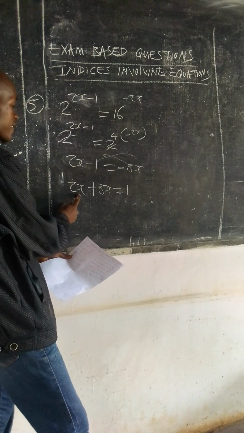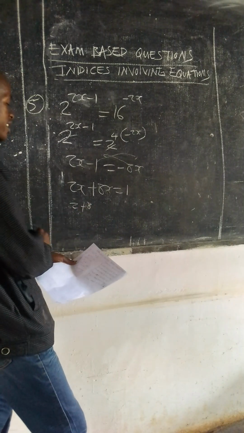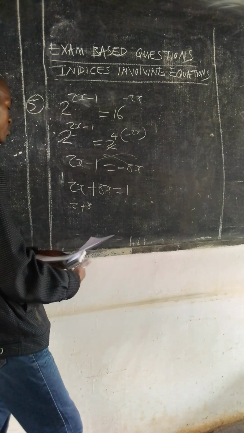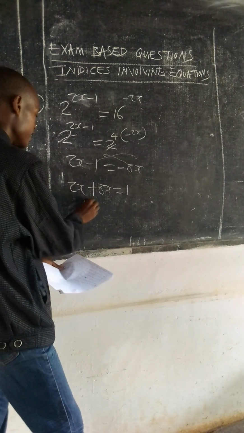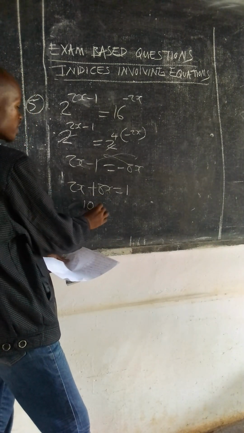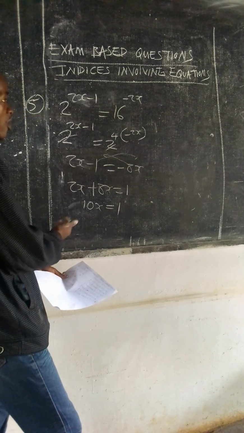Now, what is 2x plus 8x? This is the same as 2 plus what? Plus 8. Okay? So we all know that 2 plus 8 is what? It is 10. But what variable is used? Is x. Then equals to what? To 1. Are we done?